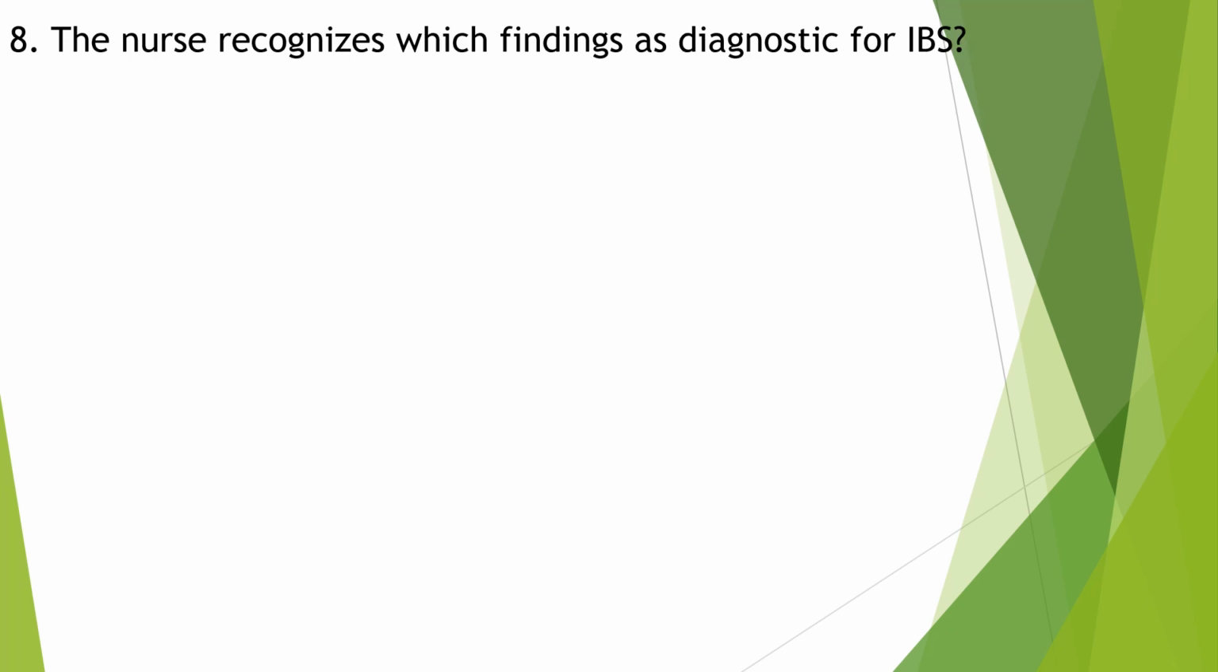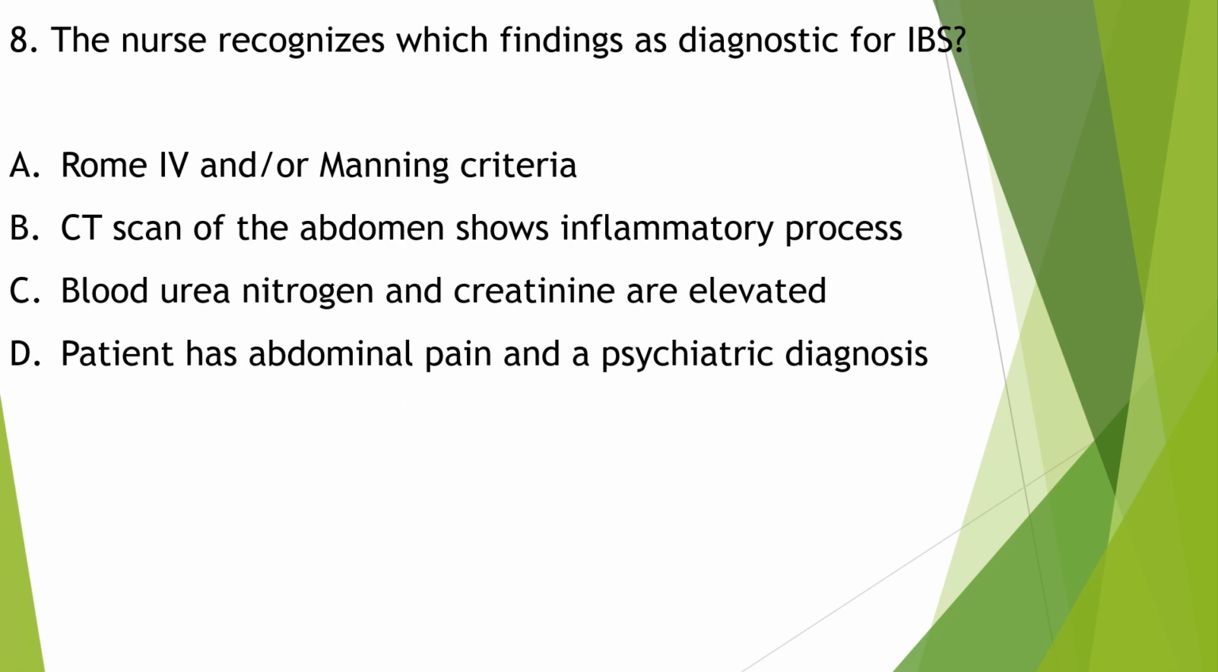The nurse recognizes which finding as diagnostic for irritable bowel syndrome? Rome IV and/or Manning criteria. CT scan of the abdomen shows inflammatory process. Blood urea nitrogen and creatinine are elevated. Patient has abdominal pain and psychiatric diagnosis.